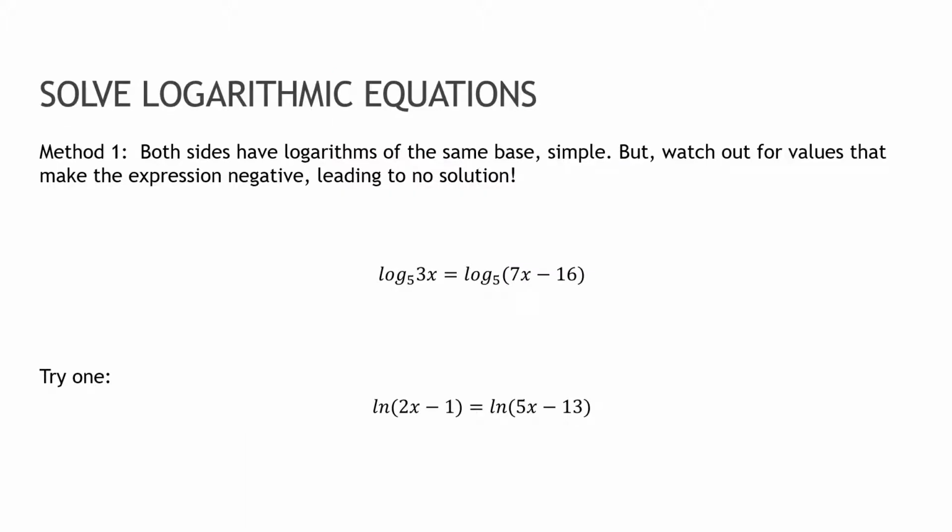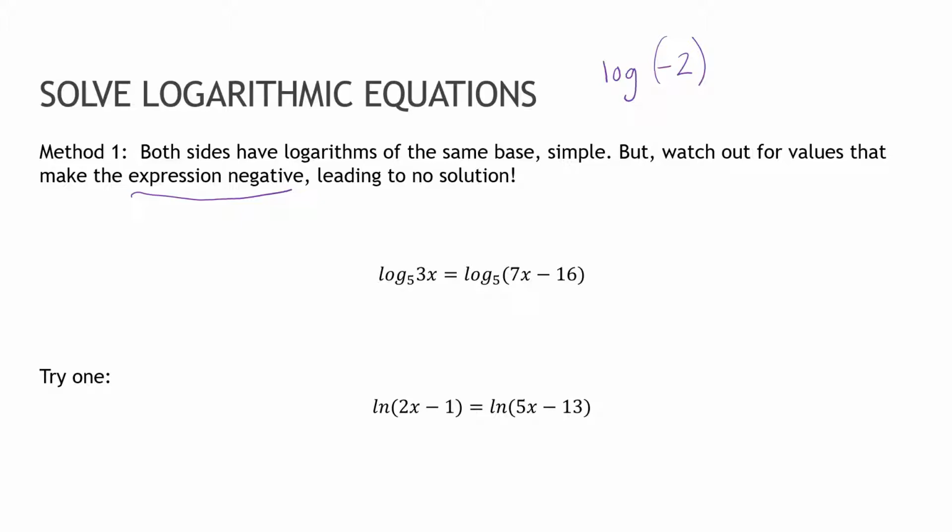So notice that I have broken this into method 1, method 2, method 3, just like I did for exponential equations. And the only difference here is we have to watch out for values that make the expression negative, because I can't take the log of a -2. Remember, the domain is only values that are positive. So if you get a 0 or a negative, we got a problem. So make sure you check that when you're done. That's the only thing different than what we did before.